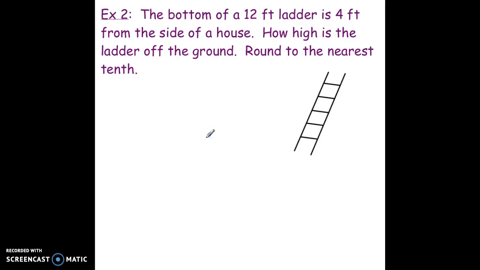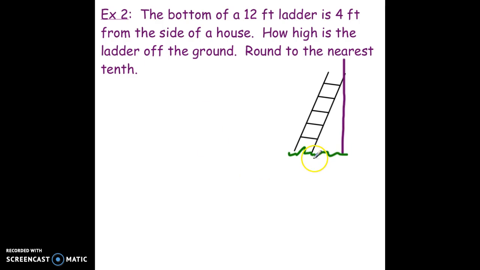Example number 2, the bottom of a 12-foot ladder is 4 feet from the side of a house. How high is the ladder off the ground? Round your answer to the nearest tenth. So for this, I would definitely draw a picture. I've got my ladder, it's sitting up against the side of a building. So I'm going to put the building right there. And then we've got the grass here at the bottom.